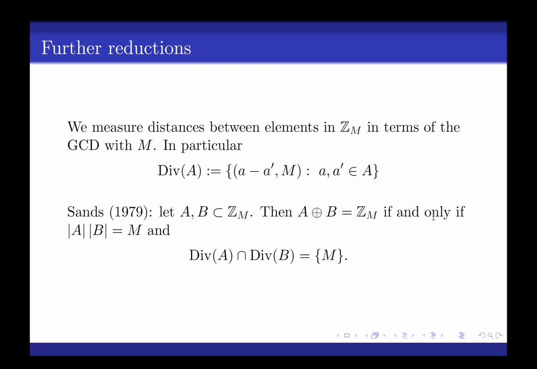The reason we're doing that is because we want to use this theorem of Sands from 1979, which determines equivalent conditions for tiling. It says that both the sets A and B have to have the right cardinalities, and we want the divisor sets, or the distance sets, of A and B to have only the trivial intersection. Sometimes I'm going to refer to that property as divisor exclusion. So divisor exclusion between A and B means that the intersection between the different sets is only the trivial one.